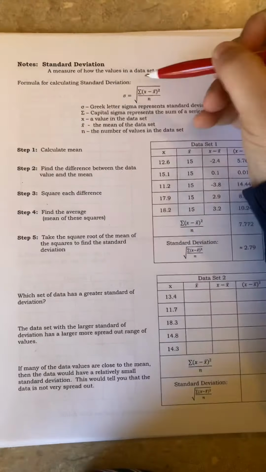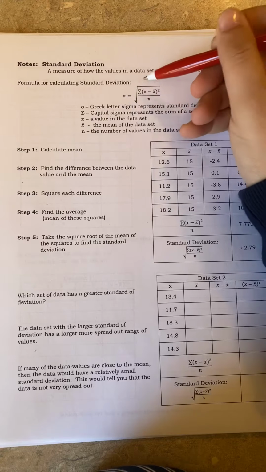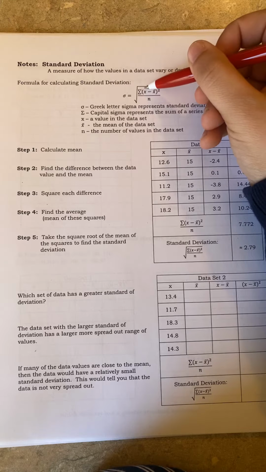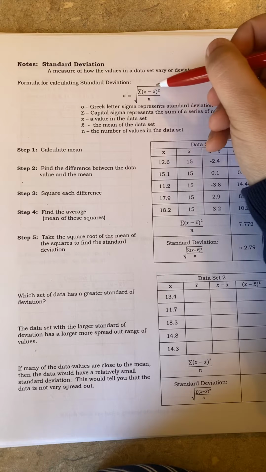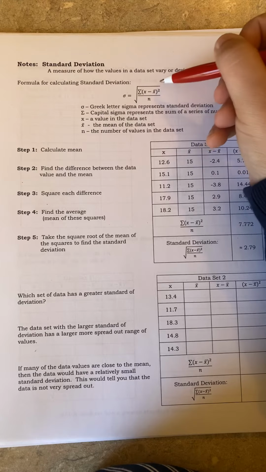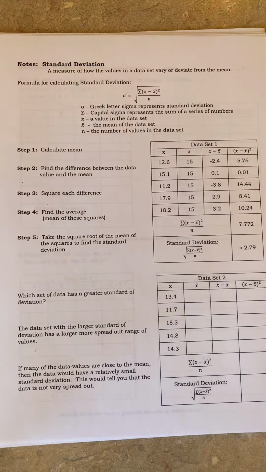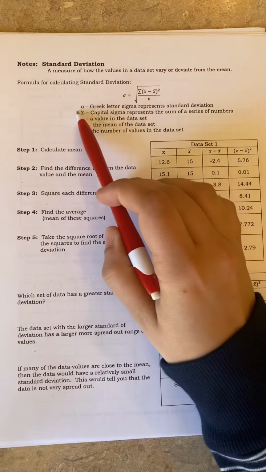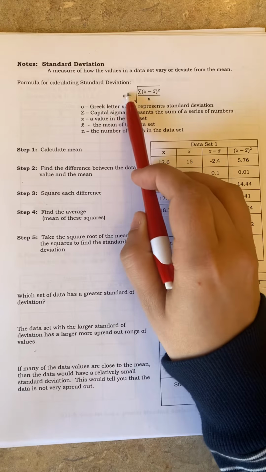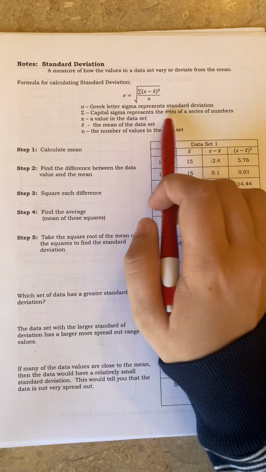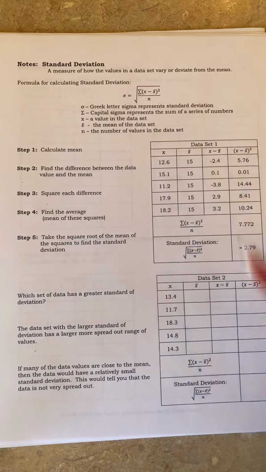Okay, so the equation for standard deviation is, remember sigma, we talked about this before, that's the square root of the sum of (x minus x with a bar over it, that means the mean) squared, divided by n, which is the number of values in our data set. So just to break down what each part of that means, this little circle with a little line on top is called sigma. It's a Greek letter that represents standard deviation. So that's what we're finding today.